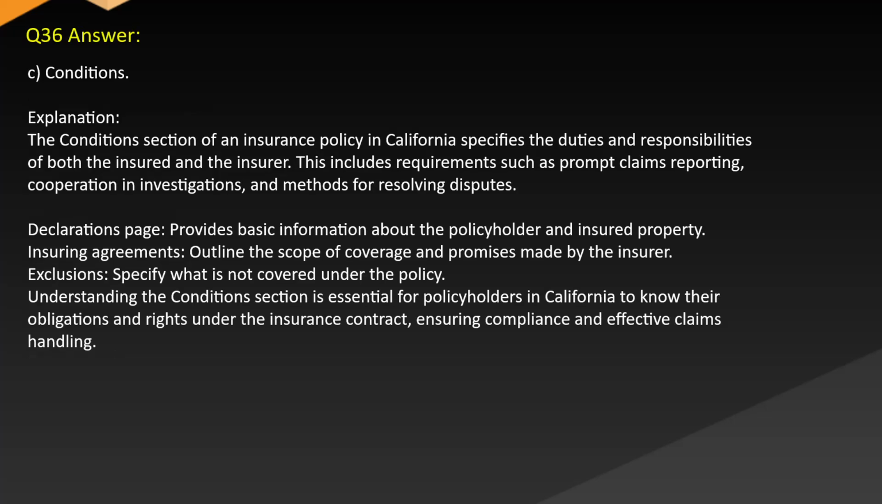Answer: C. Conditions. Explanation: The conditions section of an insurance policy in California specifies the duties and responsibilities of both the insured and the insurer. This includes requirements such as prompt claims reporting, cooperation in investigations, and methods for resolving disputes. Declarations page provides basic information about the policyholder and insured property. Insuring agreements outline the scope of coverage and promises made by the insurer. Exclusions specify what is not covered under the policy. Understanding the conditions section is essential for policyholders in California to know their obligations and rights under the insurance contract, ensuring compliance and effective claims handling.